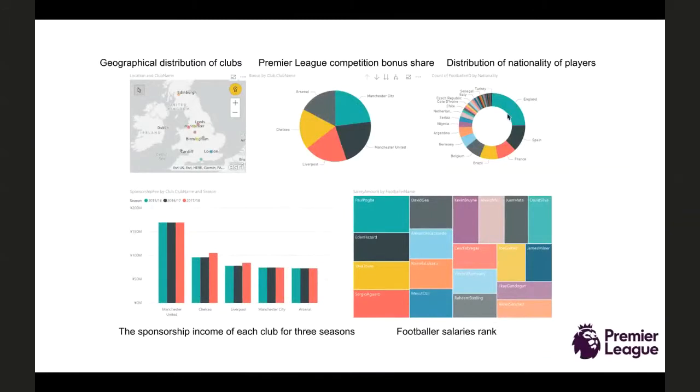The donut chart shows the distribution of nationality of Premier League players, with the largest number being native players in England. The column chart shows the sponsorship income of each club for 3 seasons, and Manchester United has the highest sponsorship fee. The tree map shows that the highest paid football star in the league is Paul Pogba, who earned £15 million last season.